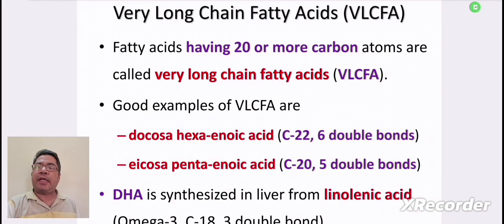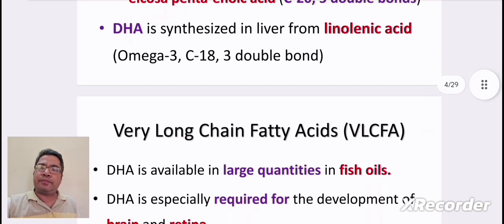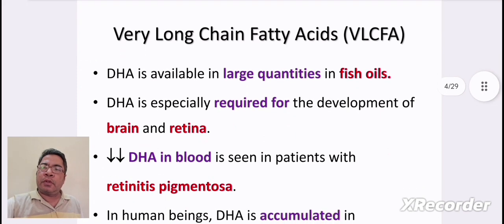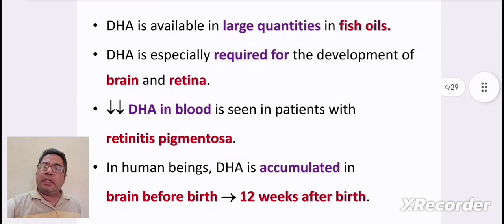Coming to very long chain fatty acids. Fatty acids having 20 or more carbon atoms are called very long chain fatty acids. Good examples of VLCFA are docosahexaenoic acid and icosapentaenoic acid. DHA, that is docosahexaenoic acid, is synthesized in the liver from linolenic acid. DHA is available in large quantities in fish oils. It is required for the development of brain and retina.